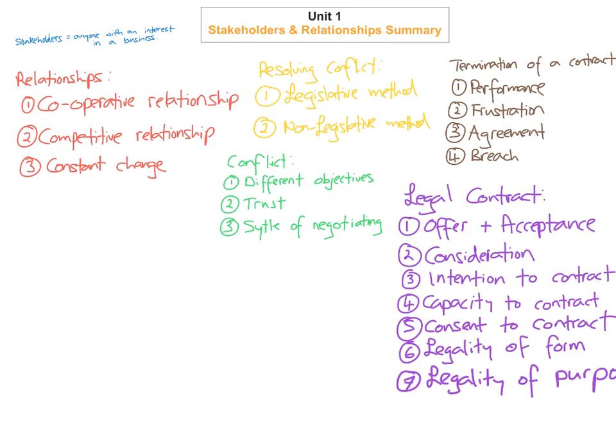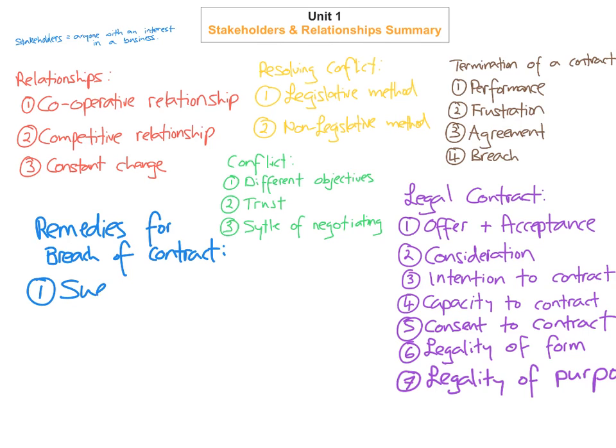And the very last thing we're going to look at is remedies for breach of contract. So if you break a contract, what are the remedies? What can you do? The first one is that you can sue for damages. So you can sue the person who's broken it, or the party that's broken it, for damages.